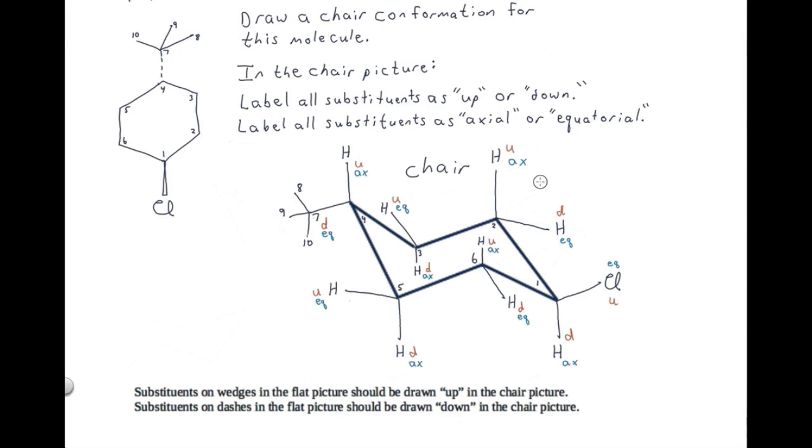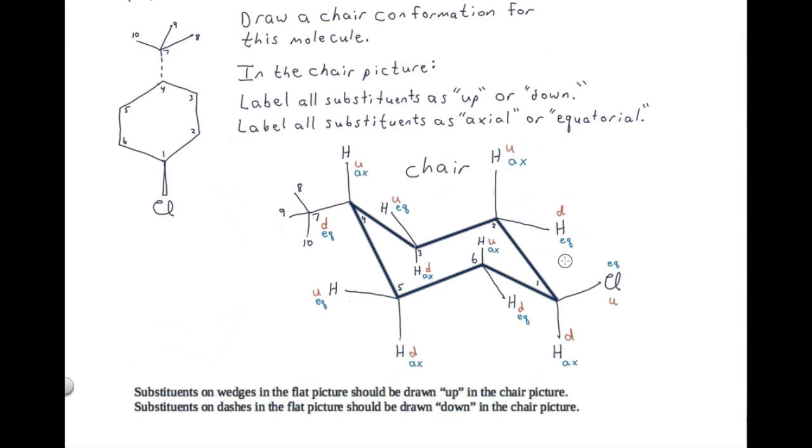Now I've labeled all the axial and equatorial substituents. You were probably already familiar with those terms from earlier in your course. Notice that the axial substituents are all pointing either straight up or straight down. Make sure that you really do draw all your axial substituents straight up or straight down.